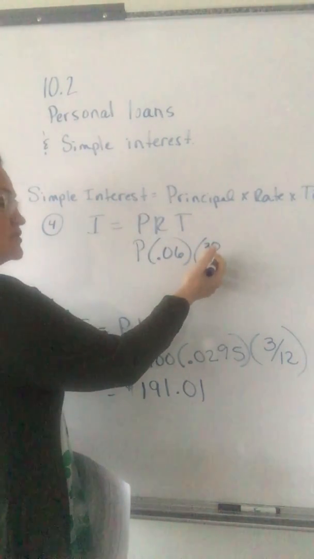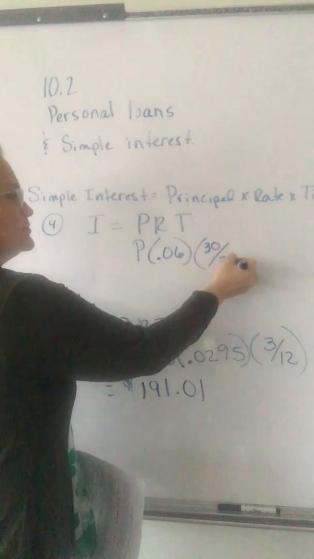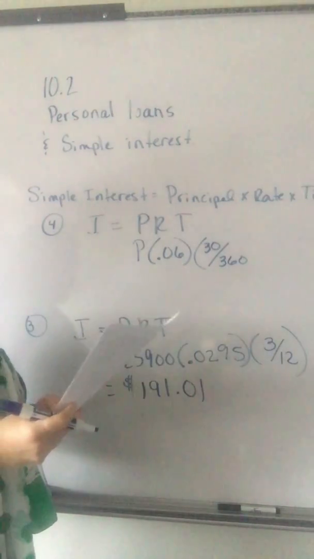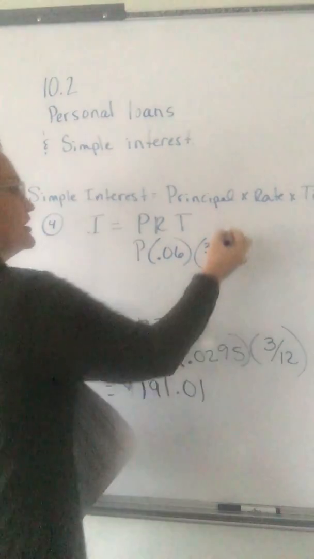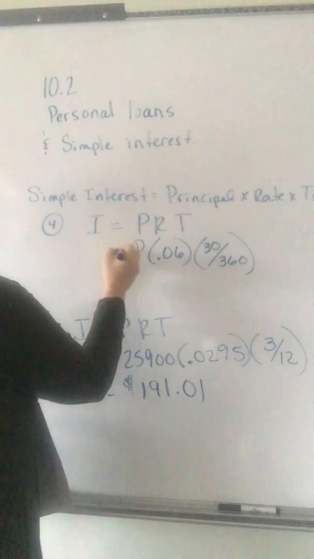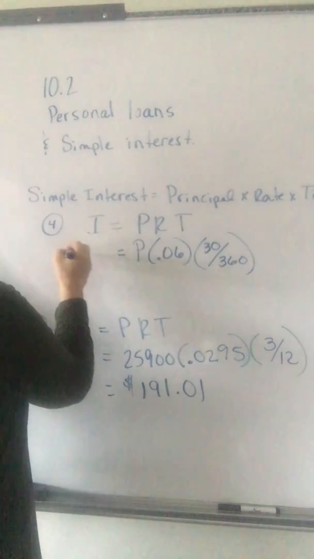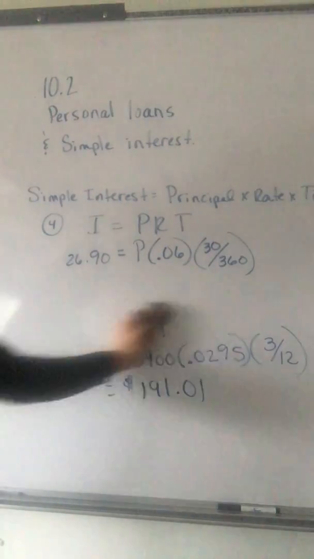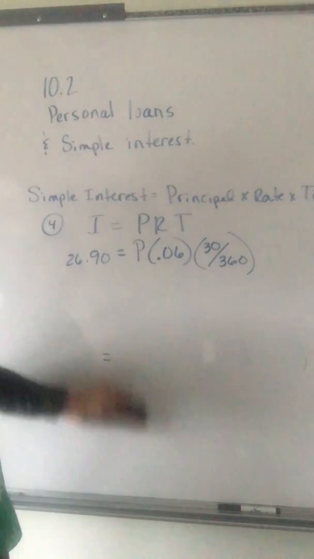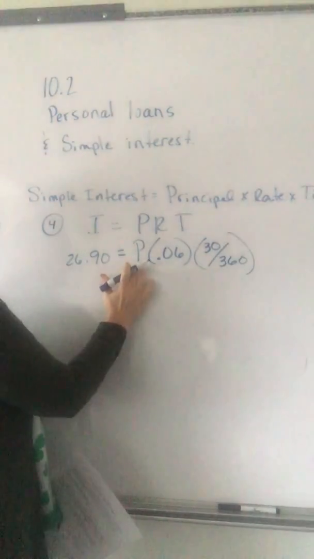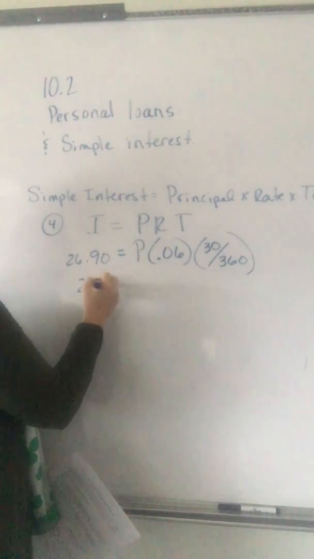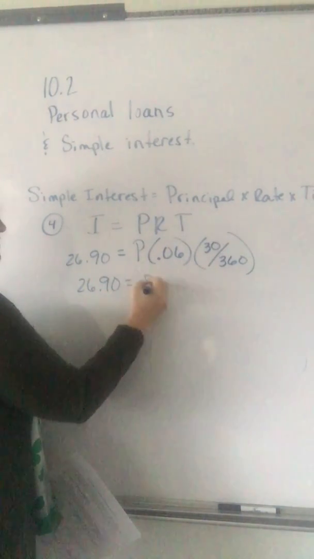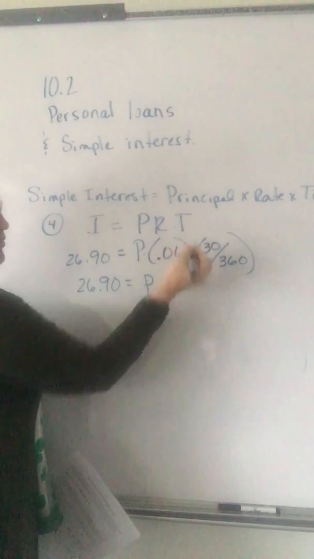So time should also be in years. So 30 days, we put that over 360. Remember, for the easier calculation, we divide by 360. And then I is given as $26.90. So that's how we plug in the known values given to us. And then we have to equation solve for principal. So on the left side, $26.90, leave that alone. On the right side, these are all multiplied.